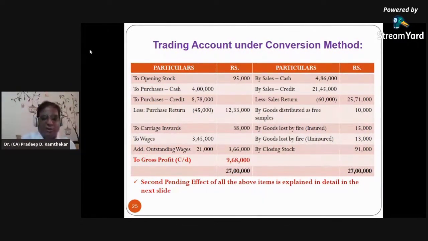Now goods distributed as free samples. Whenever a new business is started, that particular product, when that company or business wants people to buy, before that they have to do advertising.